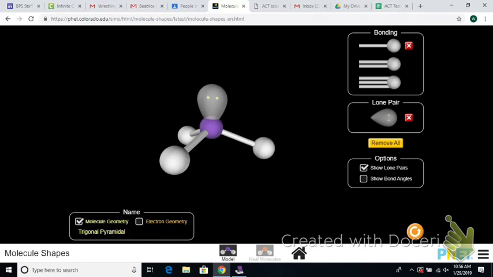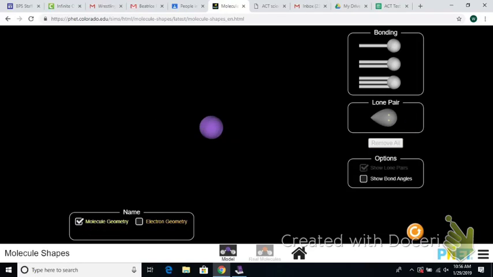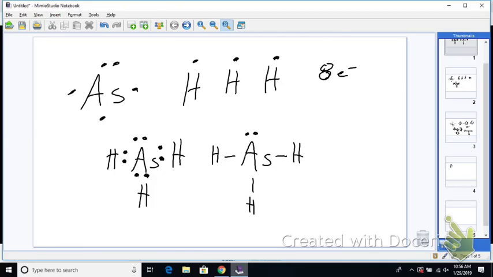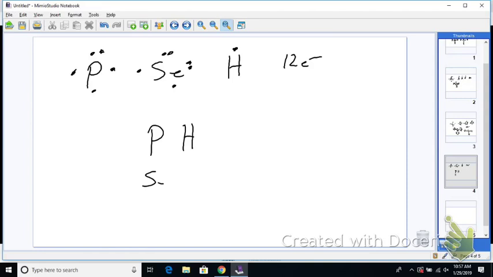We'll do number 3. So on number 3, we'll go ahead and draw out what we have. So we have 5 electrons for P. Se is going to have 6. And hydrogen is going to have 1. So then we add those all up and we get 12 electrons. So P goes in the middle, and H and Se.